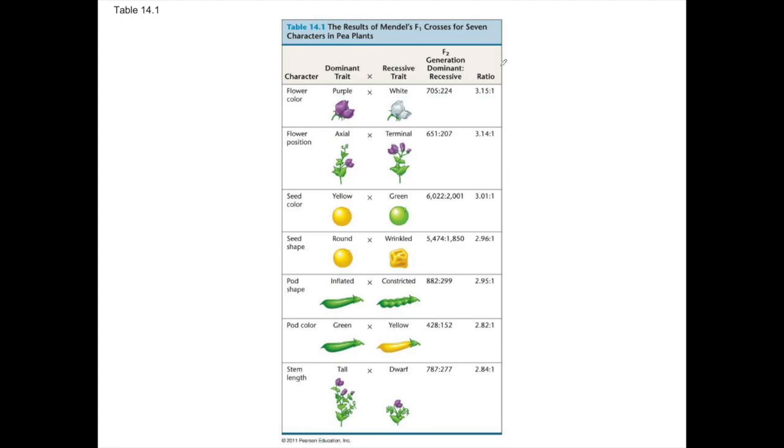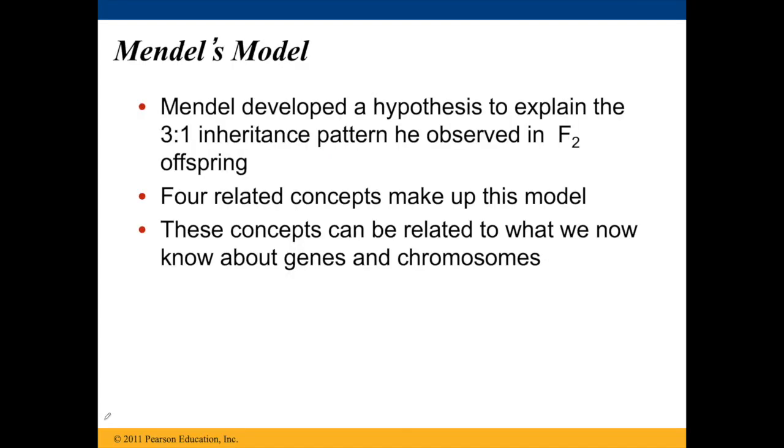So Mendel developed a hypothesis to explain the 3-to-1 inheritance pattern that he observed in the F2 offspring. Now there are four concepts that make up this model, and although Mendel did not know about chromosomes, now that we understand chromosomes and meiosis, which you learned about for the last exam, it makes perfect sense, the results that Mendel obtained. So although Mendel didn't understand that genes were passed from one generation to the next through the chromosomes, I'm going to talk about chromosomes because it will more easily help us understand his results.